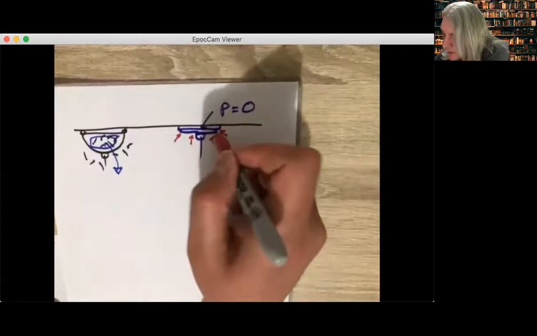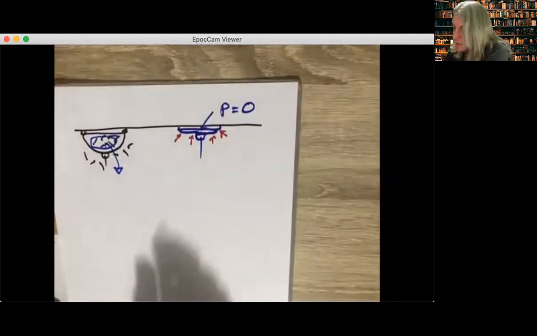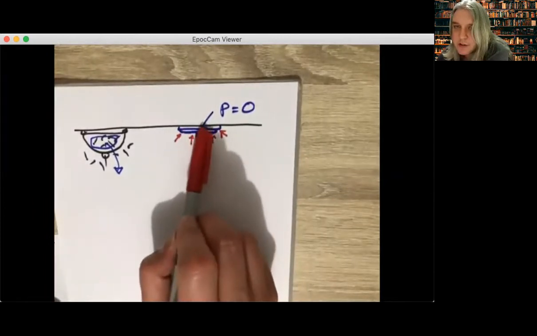So the reason a suction cup stays there on whatever surface you attach it to is because of the atmospheric pressure pushing on the outside being greater than the pressure on the inside.